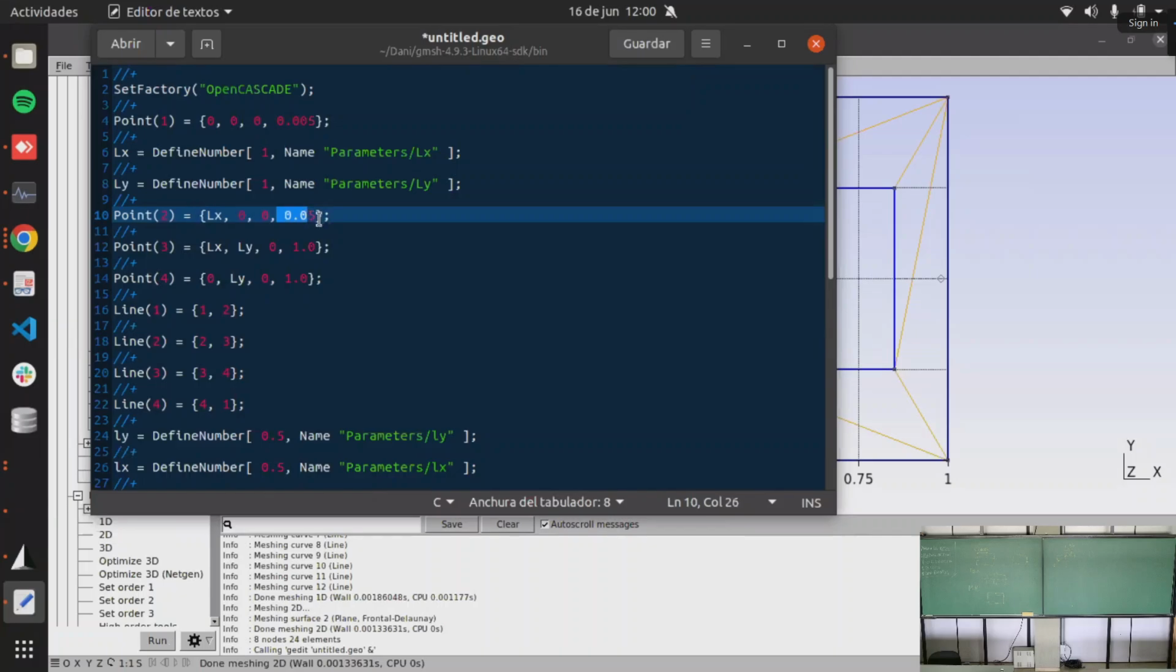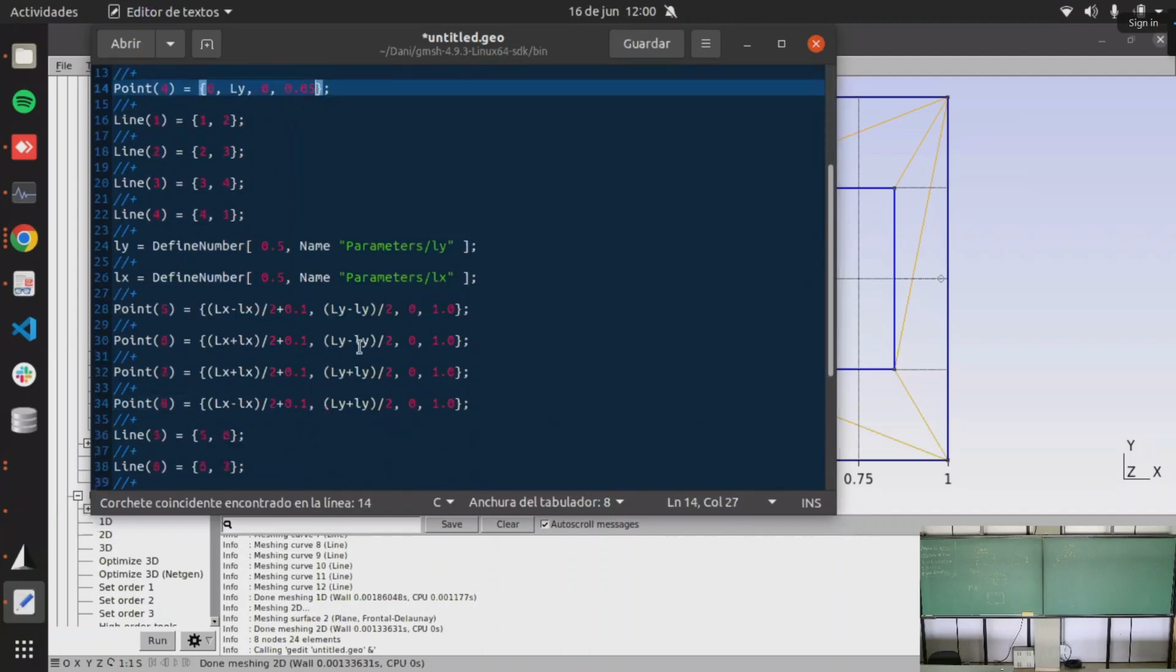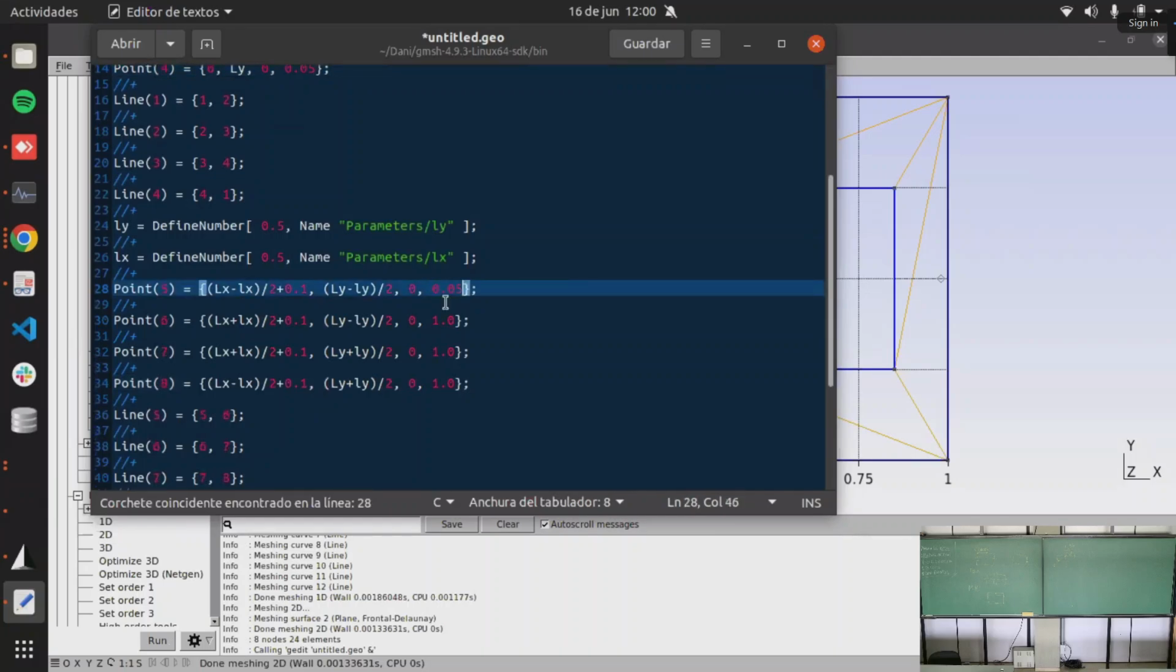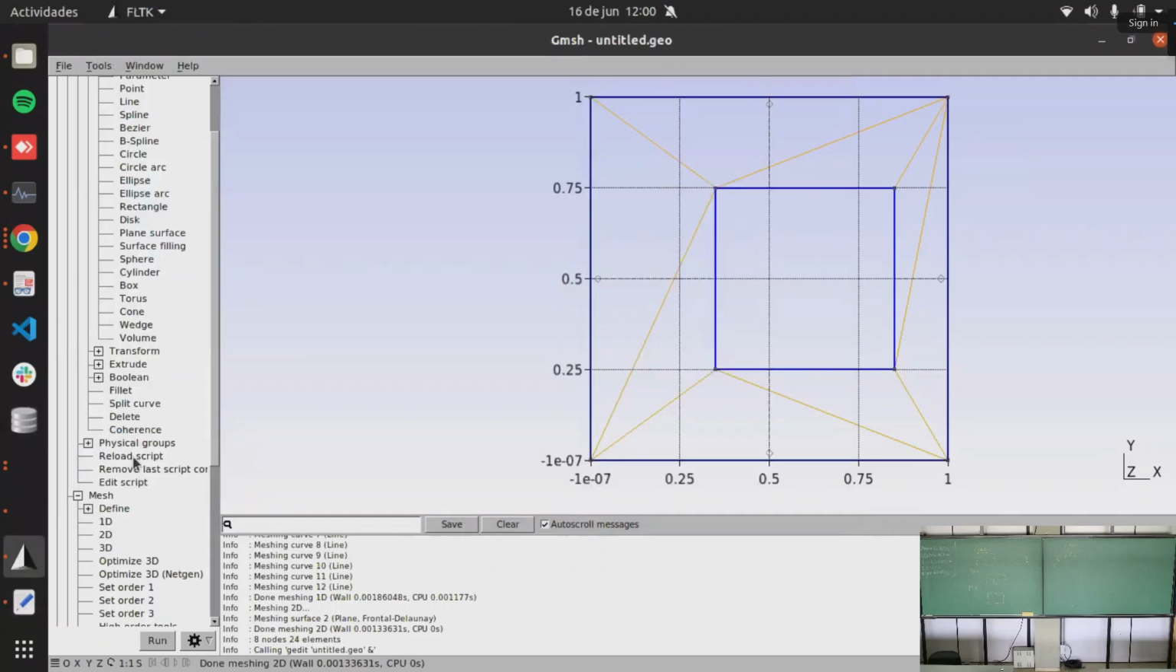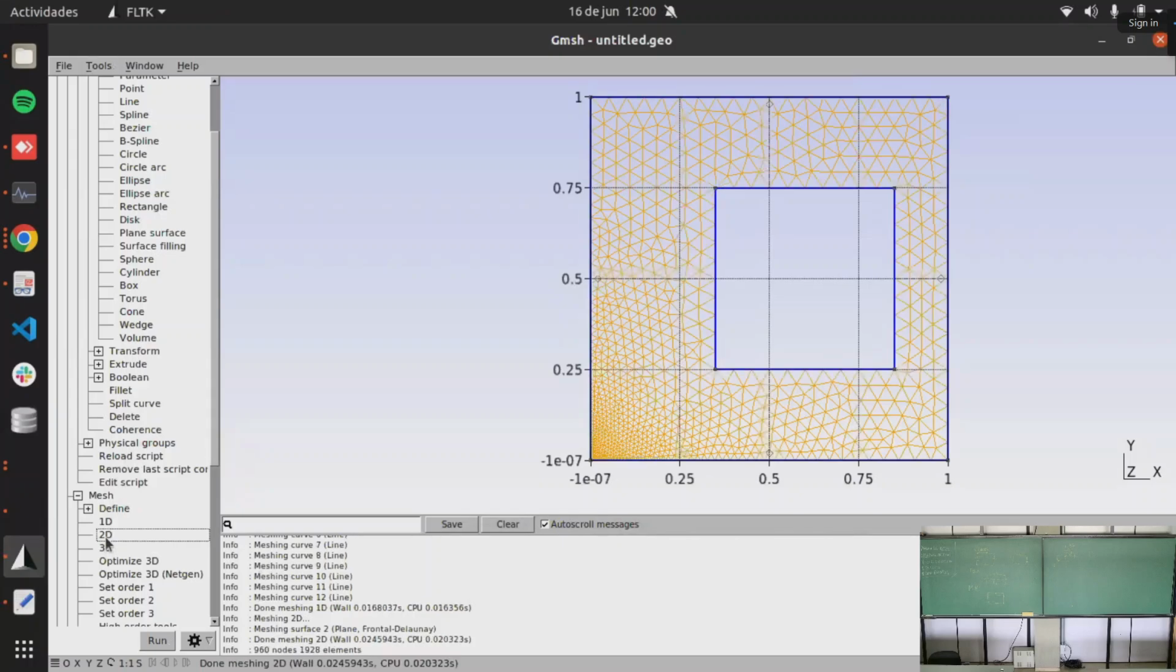Okay, and in the origin point, 0.005. Remember that is a box of size 1. I use the same refinement for all the points except for the origin point, which is finer. And we have to reload the script, and we can see the 2D.